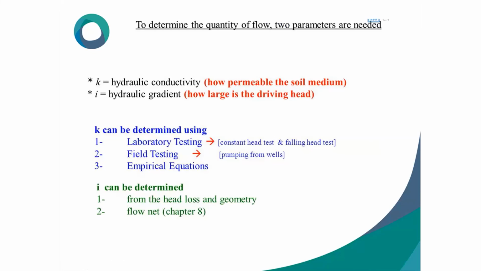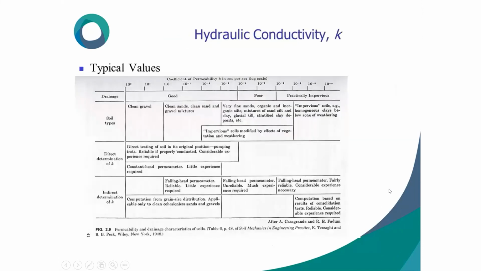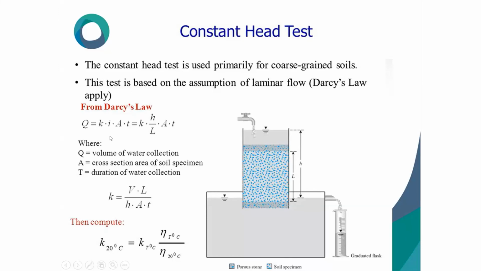To determine this, we do the constant head and falling head tests, and the pumping well test also. See, these are the formulas. This is the constant head. Generally, constant head is primarily used for coarse grained soil, and this test is based on the assumption of laminar flow. This is the law: Q equals K into i.